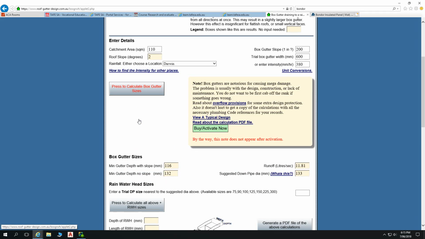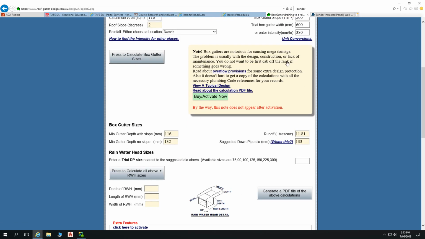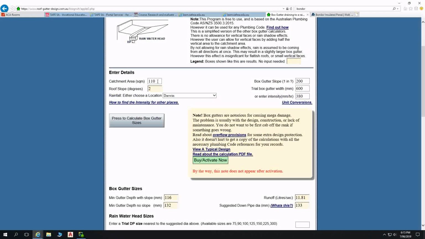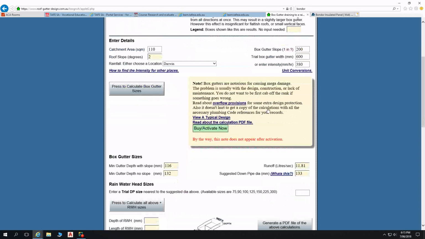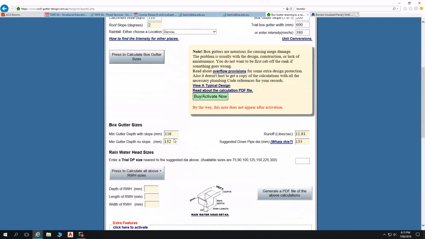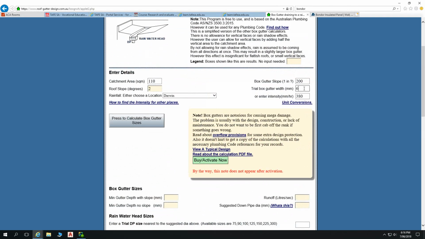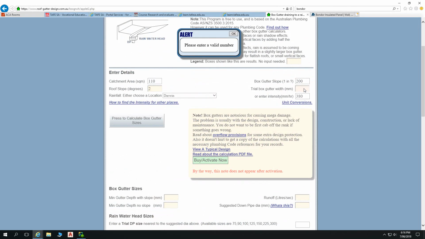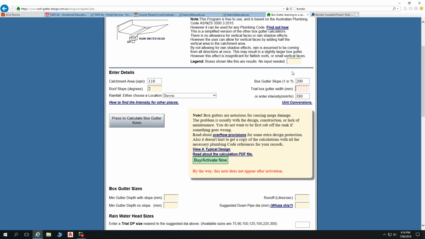So there we go. We had to reduce our catchment area for our box gutter to make it actually possible for Darwin, so reduce that to 110 square metres. Then we've got our box gutter size. Once again, that's right, I'm 600 millimetres wide though. Let's go to 450. Okay, 450. Yeah, not too onerous.